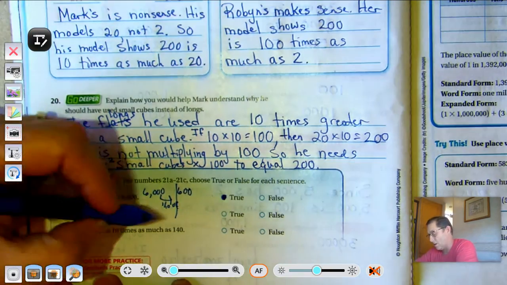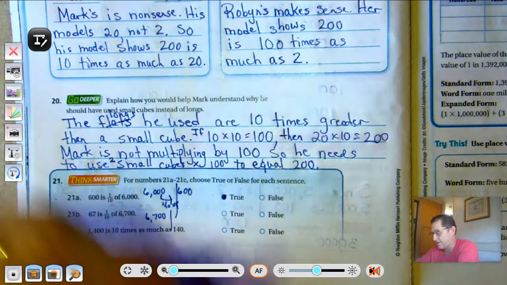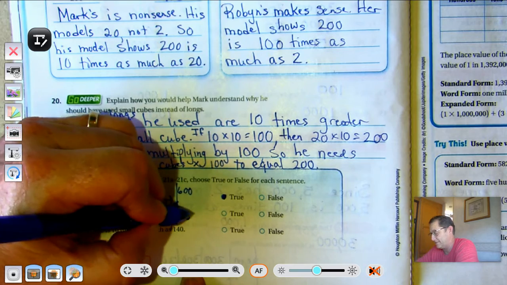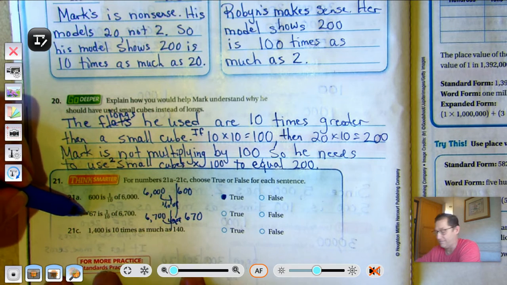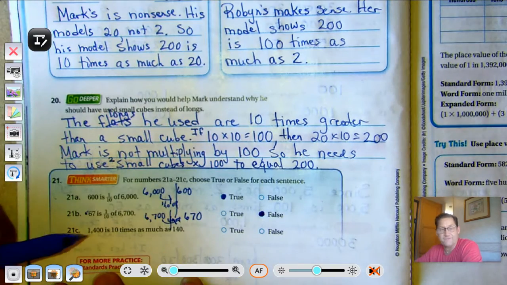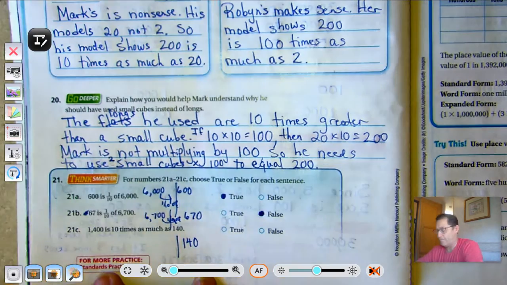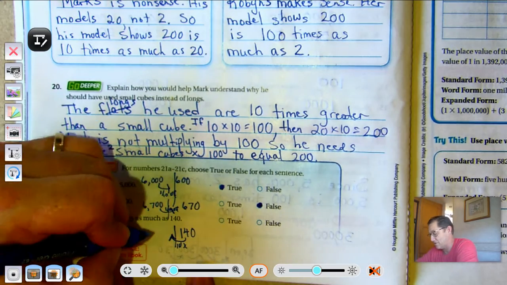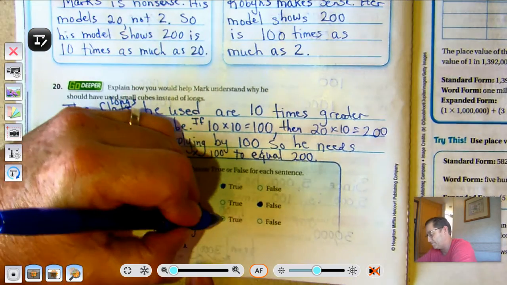67 is 1/10 of 6,700. Okay, so 1/10 means one place value to the right. So 1/10 of 6,700 is 670. So no, 67 would be 1/100th of 6,700, so false. And 1,400 is 10 times as much as 140. So if we're at 140 and we go 10 times as much, we go from hundreds to thousands. So 1,400. Yes, that's true.